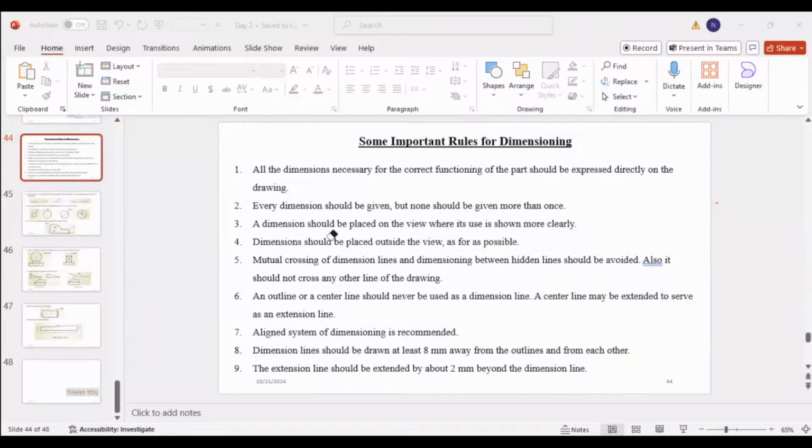Every dimension should be given, but none should be given more than once. හැම dimension එකක්ම අපි ලියන්න ඕනේ. හැබැයි එකම dimension එක දෙපාරක් ලියන්න ඕනේ නෑ. For example, here these two are same, right? මේ දුරවල් දෙක සමානයි. එහෙමනම් මෙතන විතරක් ඒක mention කරාම ඇති. මෙතන mention කරන්න ඕනේ නෑ.